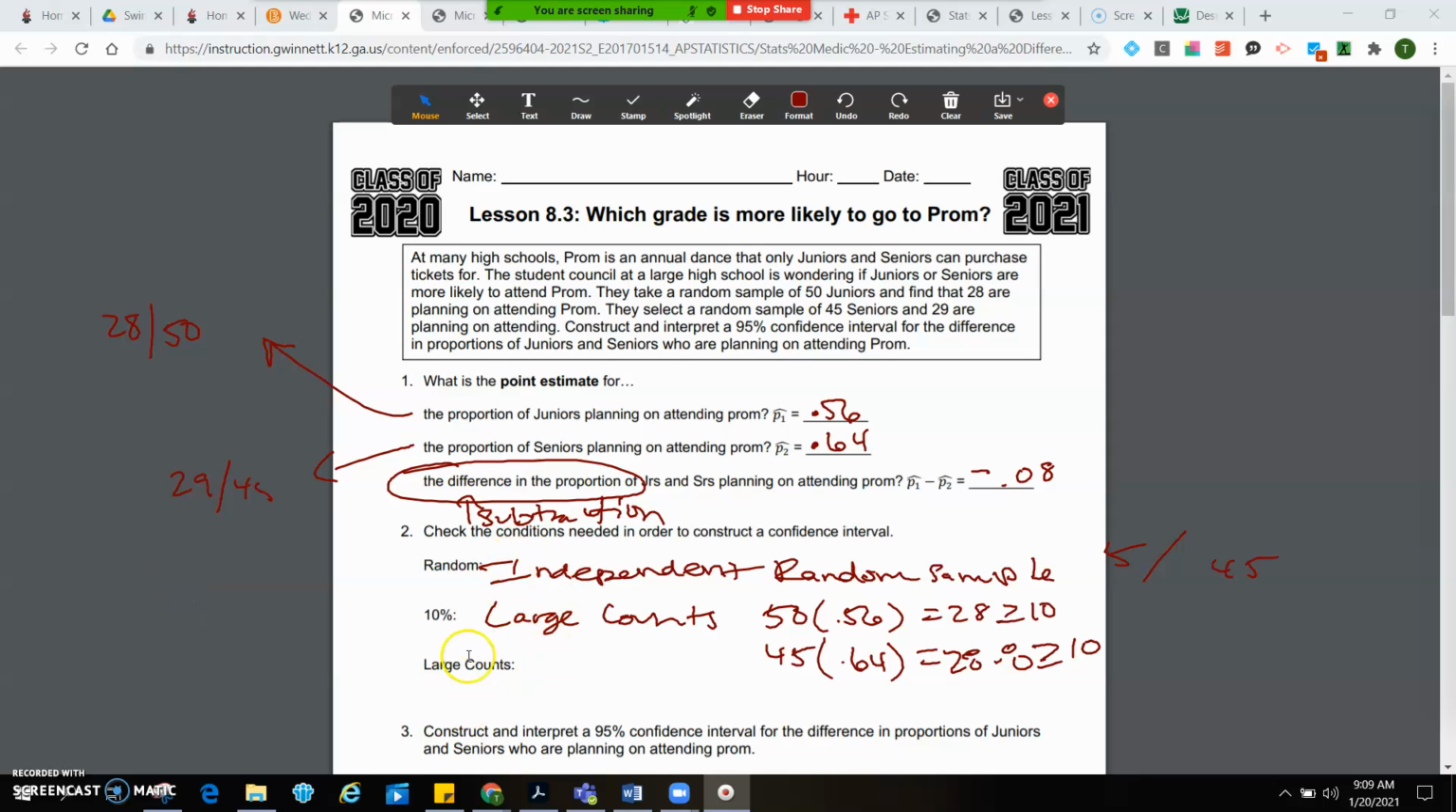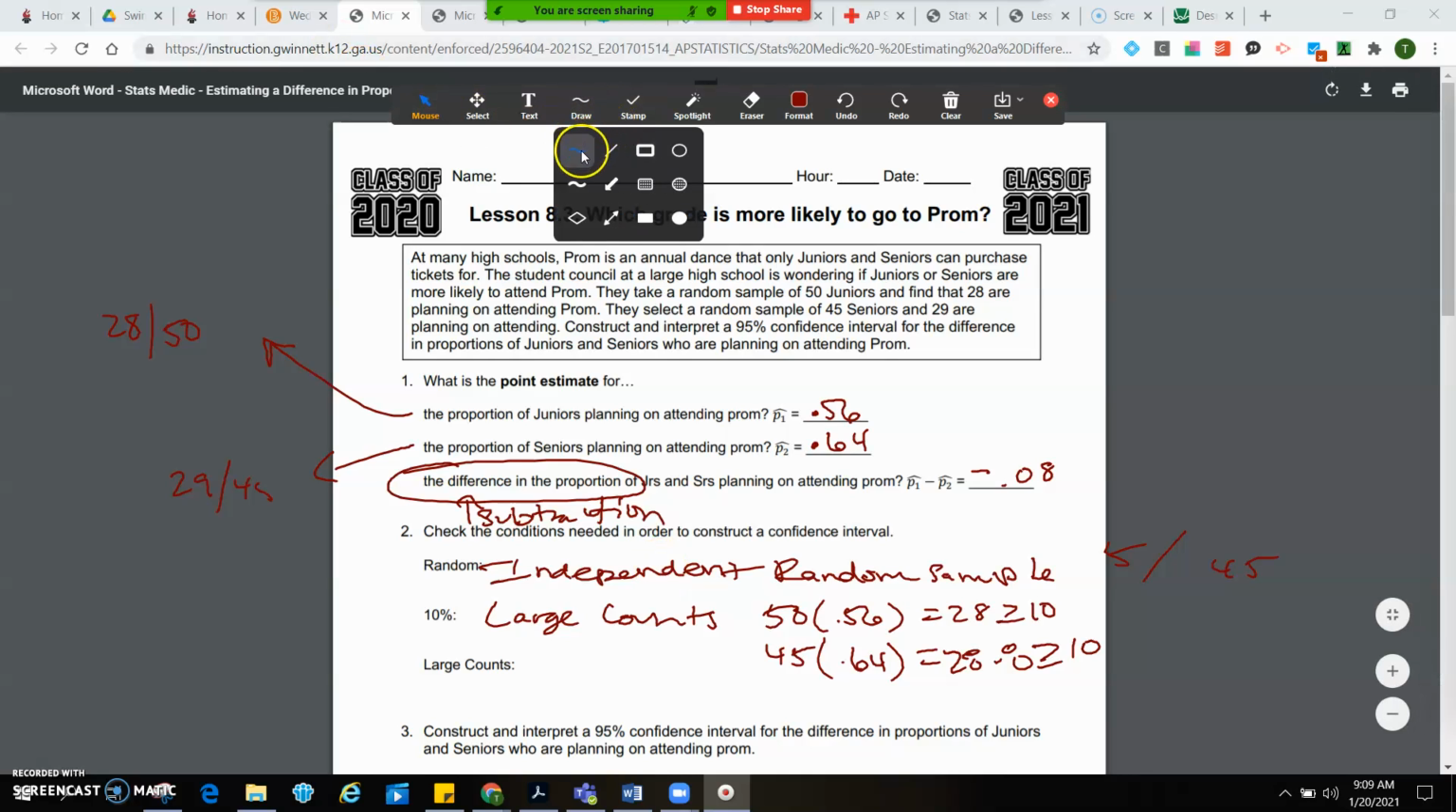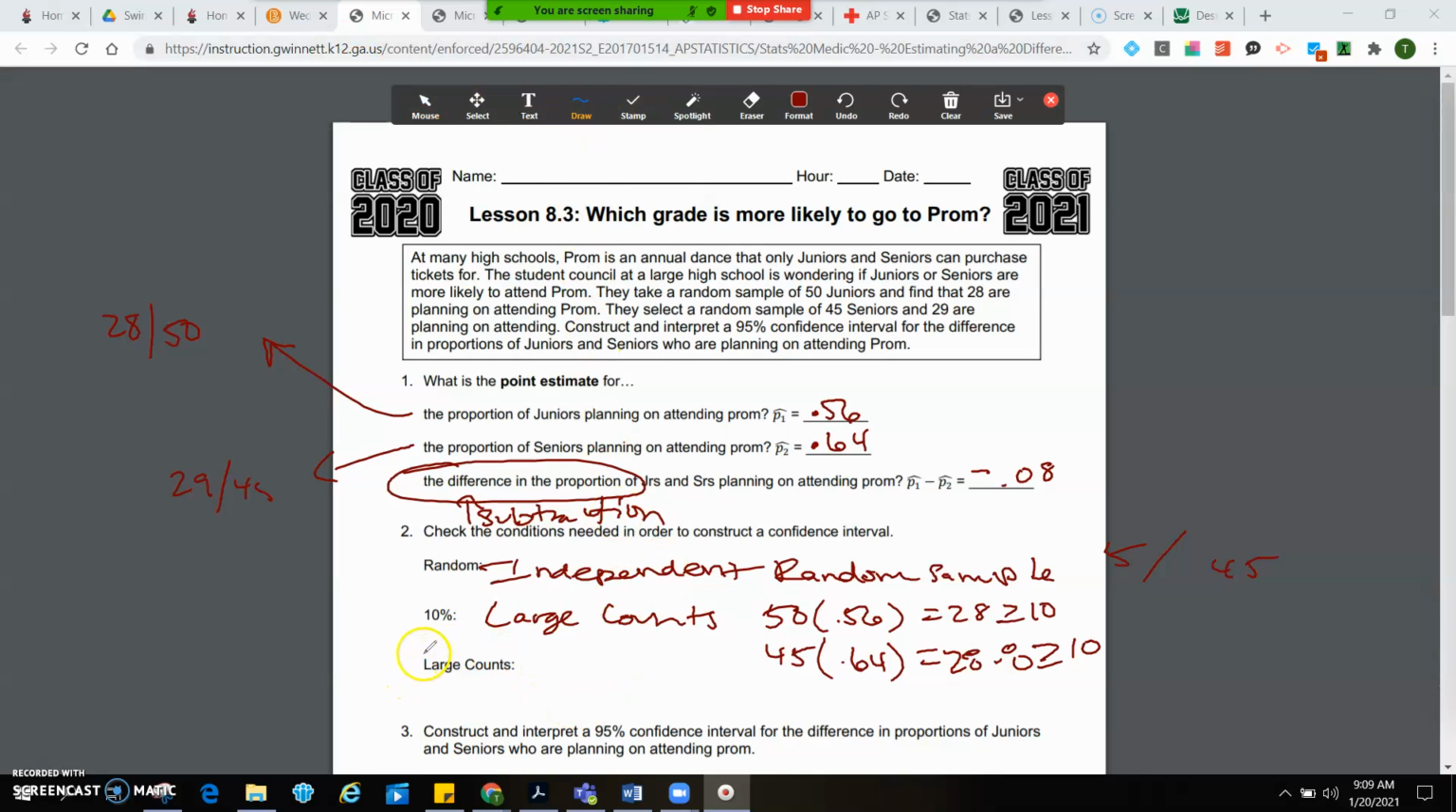Sorry about that. So that's talking about that large count, and that's actually going to give you 28.8, which is still bigger than 10. So now you're going to look at that 10% condition. So again, are they bigger than 10? Which they are. So you also want to check the other side. What I mean by that is you're going to do 50 times 1 minus 0.56, which is bigger than or equal to 10. And then you're also going to do 45 times 1 minus 0.64, which is also greater than or equal to 10.